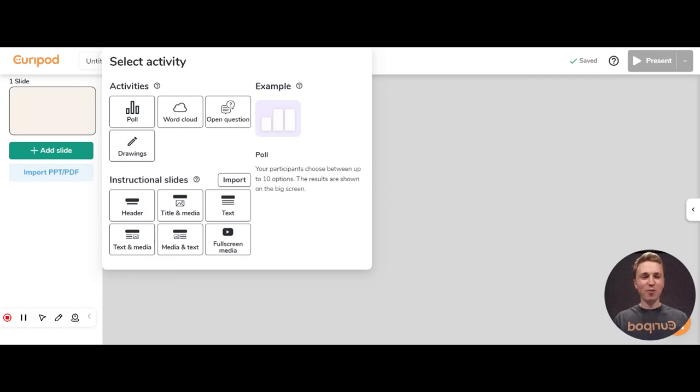How to use Curipod for high school students. So with high school students, you can use all of the activities: poll, word cloud, open question, drawings. They can use them all. You can also ask quite in-depth questions, go a bit more specific into it.